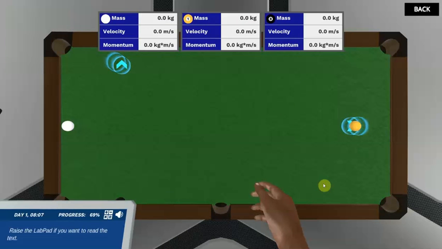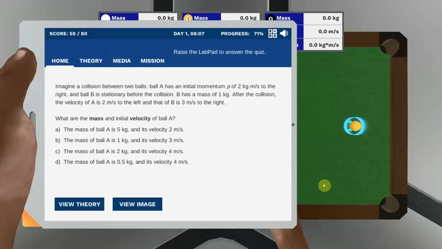Fantastic! Let's go on to our next challenge. But first, let me ask you a question. Imagine a collision between 2 balls. Ball A has an initial momentum p of 2 kg/s to the right, and ball B is stationary before the collision. B has a mass of 1 kilo.